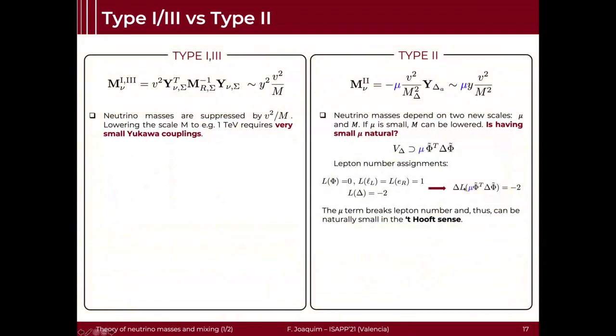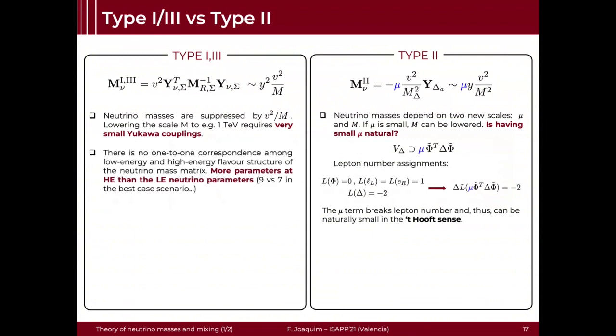So you see that this is exactly what is happening here. If I turn off this parameter, if I put it to 0, I immediately gain a new symmetry in the Lagrangian, which is lepton number. And so this mu parameter is naturally small in the 't Hooft sense.